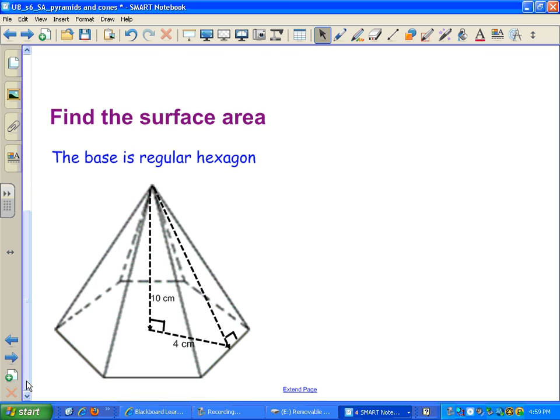We want to find the surface area of this hexagonal pyramid. So we first want to find the area of the base. Well, the base is a hexagon. And looking at my picture, I can see that the apothem is 4. And that's really all I know about the base. Well, if I want to find the area of the base, remember our formula is 1/2 the apothem times the perimeter. So I need to go ahead and find the perimeter of this hexagon.